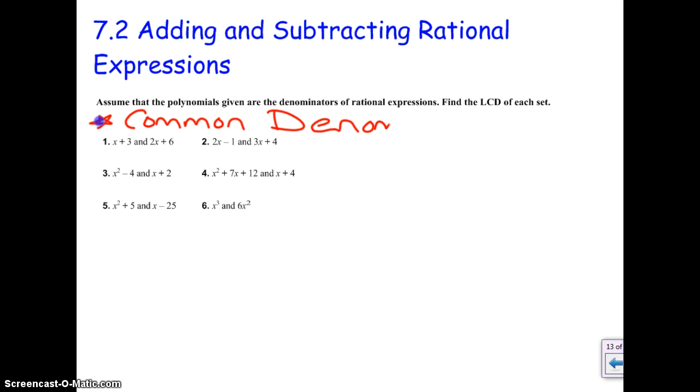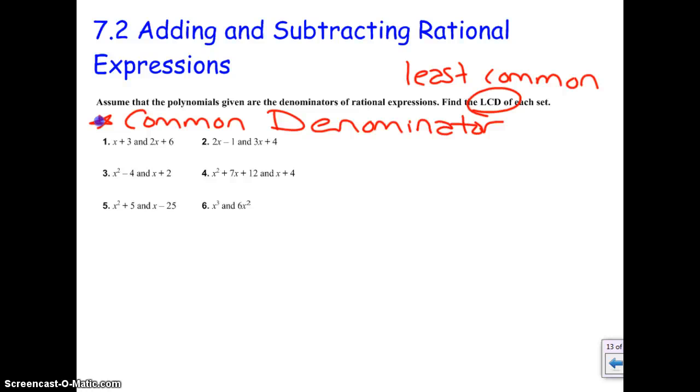And in order to find a common denominator, our denominator is going to be the LCD, right? Your least common denominator. When you were in elementary school, you found least common multiples, so it's kind of similar, but an LCD is the least common denominator. So let's pretend numbers 1 through 6 right now are just the denominators of an addition or subtraction problem.